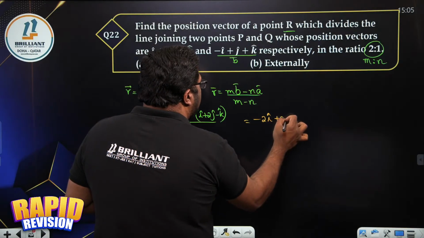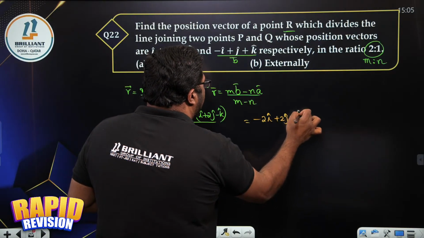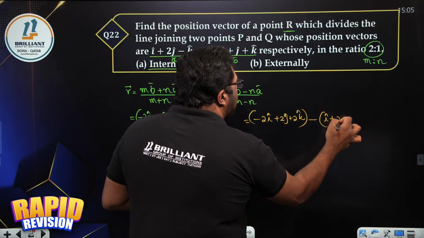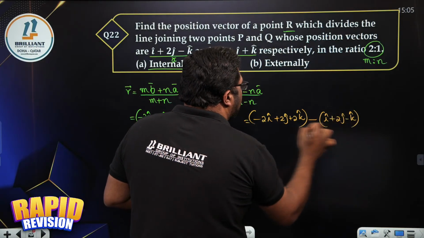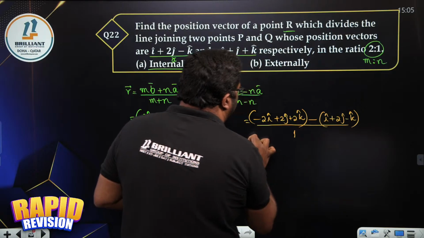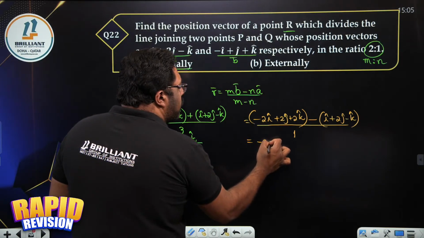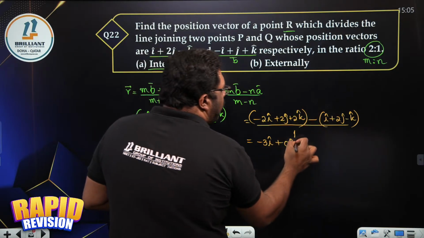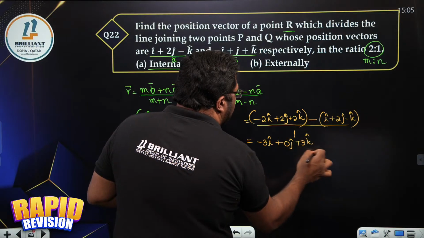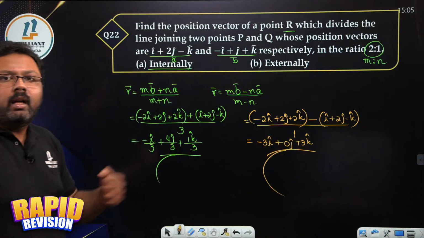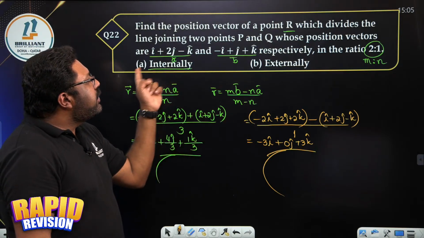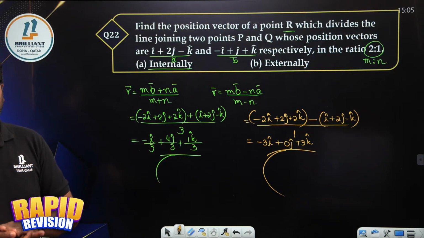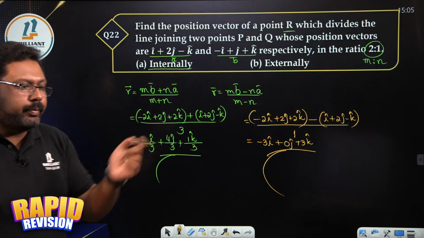Minus 2i plus 2j plus 2k is MB subtracted with i plus 2j minus k, divided by M minus N, which is 1. Minus 2 minus 1, minus 3i. 2 minus 2, 0j. 2 plus 1, 3k. This is the position vector of R, which divides the join of A and B externally. Simple but important. Simple question but very important. Learn it.